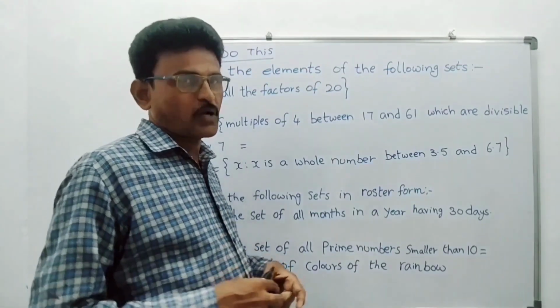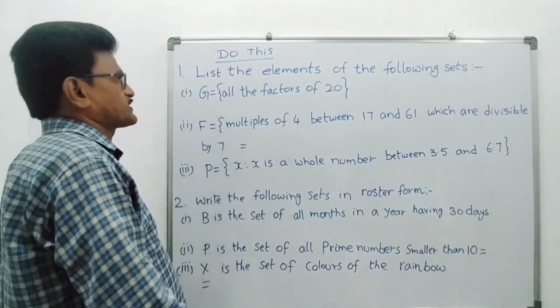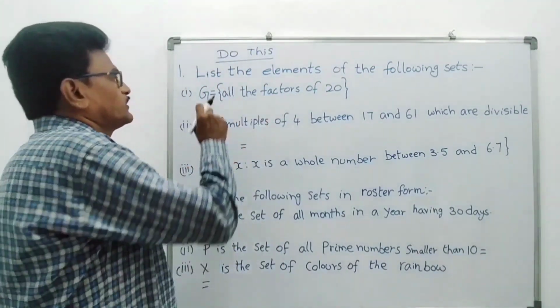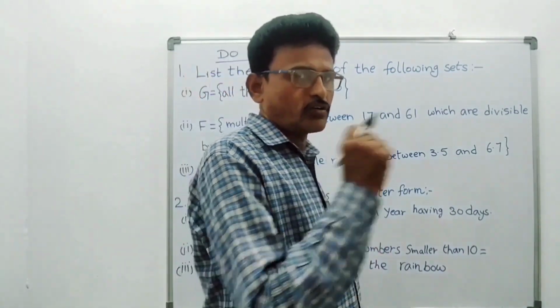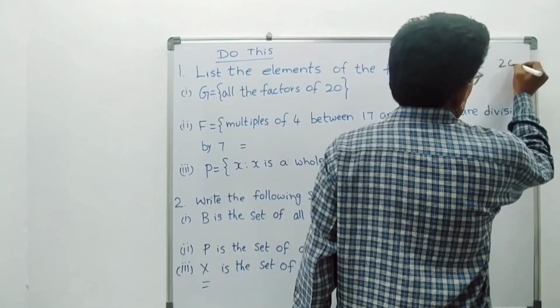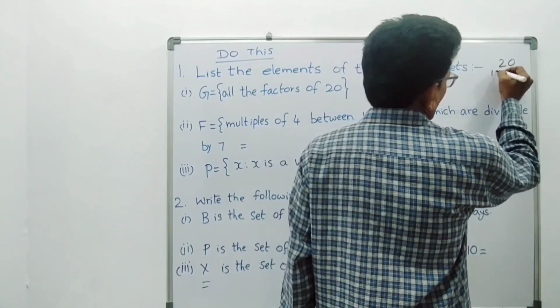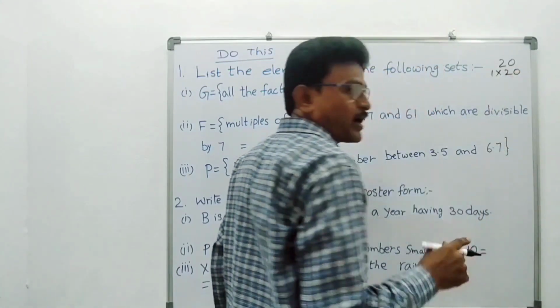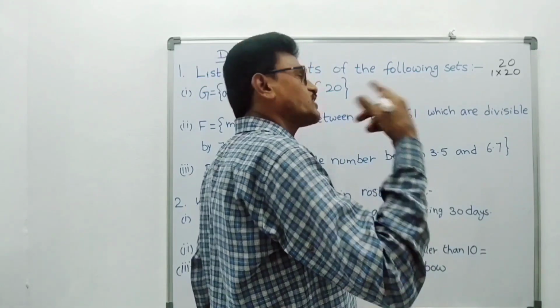Now one more problem we will solve. See here, list the elements of the following sets. G is the set: all the factors of 20. We have to list all the factors of 20. See, 20 is the number. In how many ways can we write it in tables? 1 into 20. 1 is a factor of every number and the number itself is also a factor.